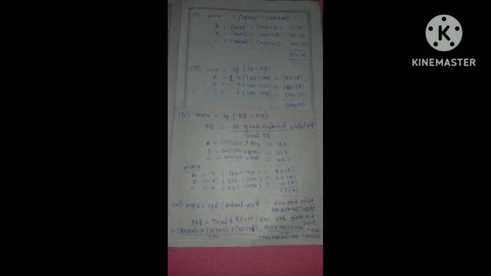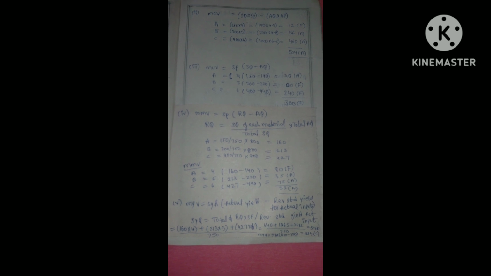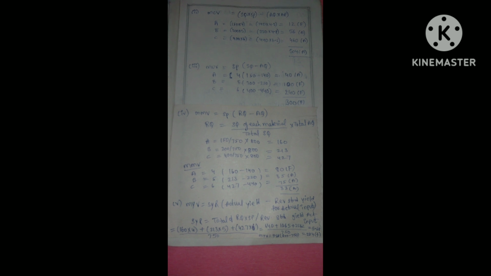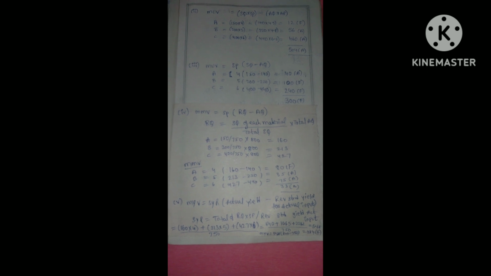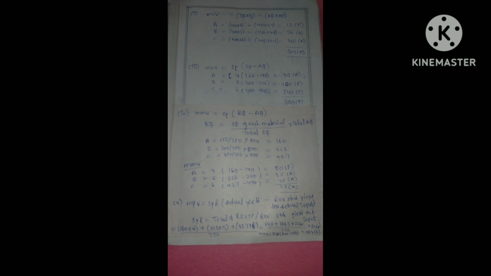So now we have to find out material mix variance for the three chemicals, that is A, B and C. For chemical A, according to the formula, 4 into (160 minus 140), we will get 80 favorable. And in chemical B, 5 into (213 minus 220), we will get 35 adverse. And in chemical C, 6 into (427 minus 440), we will get 75 adverse.